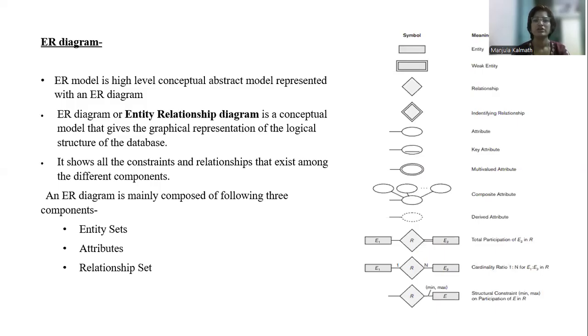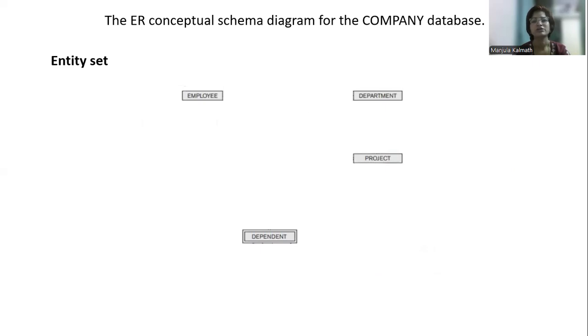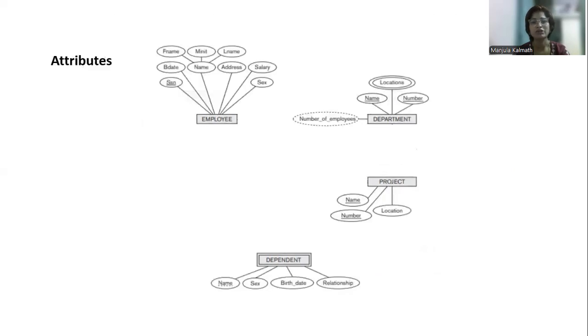Hello everyone. In the previous video, we discussed the ER diagram, different notations, and different components to draw the company database. And here we have an entity set also. In the entity set, we have different types of entities, strong entities as well as weak entities. An entity with a primary key is a strong entity. An entity without a primary key is a weak entity.